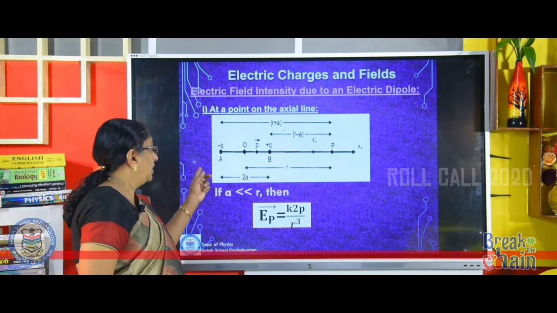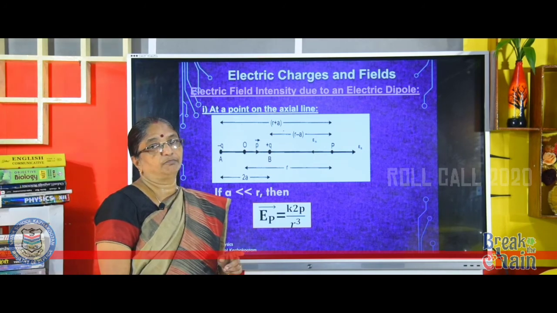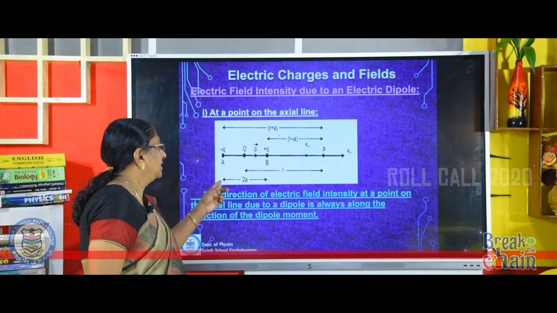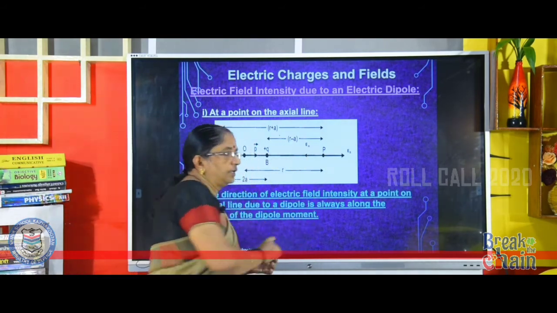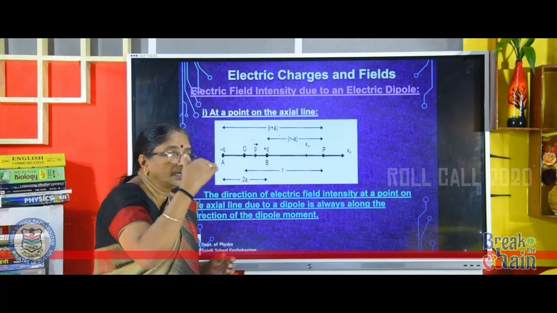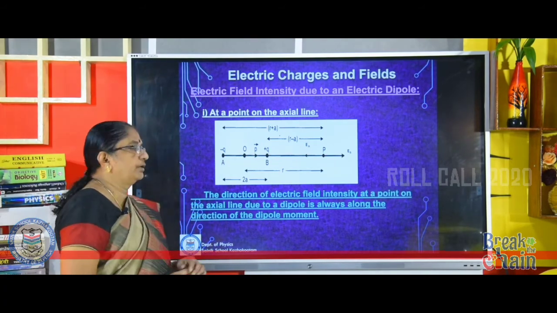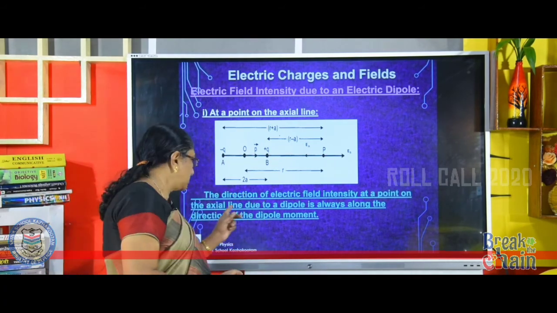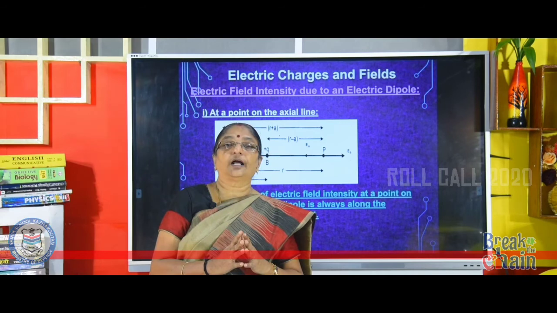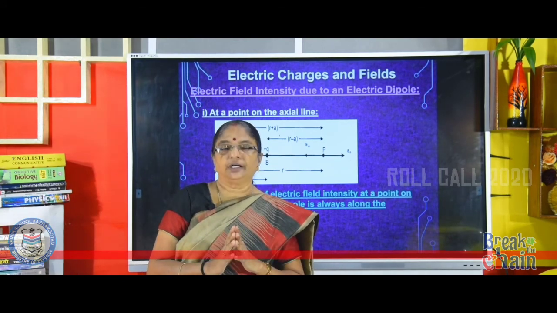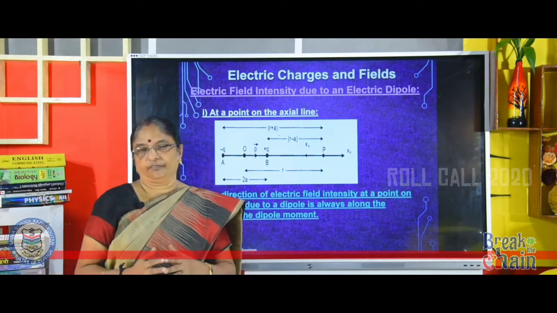And see the direction of dipole moment and the resultant intensity of the field at P, which is on the axial line. The direction of dipole moment is from negative to positive. The direction of electric field intensity is also in the direction BP. So how to conclude? The direction of electric field intensity at a point on the axial line is always in the direction of the dipole moment. Derive this formula right from the beginning, understand the concept and derive it. It is very simple if the derivation is done in a systematic way.